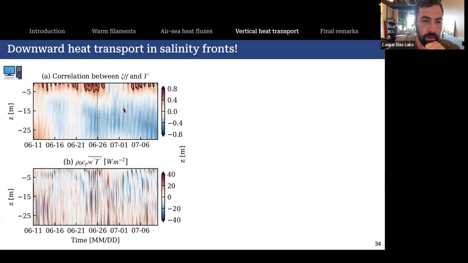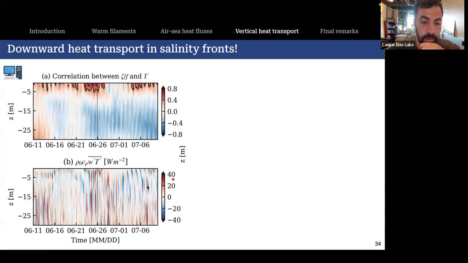And here on the top, I'm plotting the correlation between Rossby number and the submesoscale temperature anomalies. This is basically to see times when we have more formation of the warm filaments. We actually see that the vertical heat transport is downward and stronger in periods when we have the formation of the filaments. And when it's averaged over the shelf, it can go to averages of about 40 watts per meter squared.